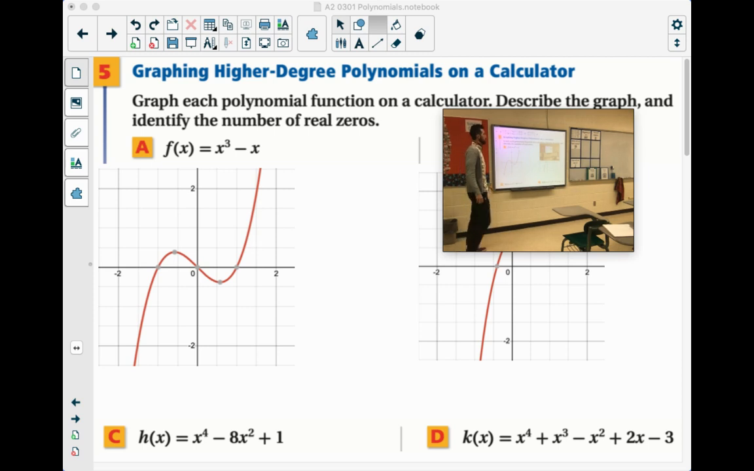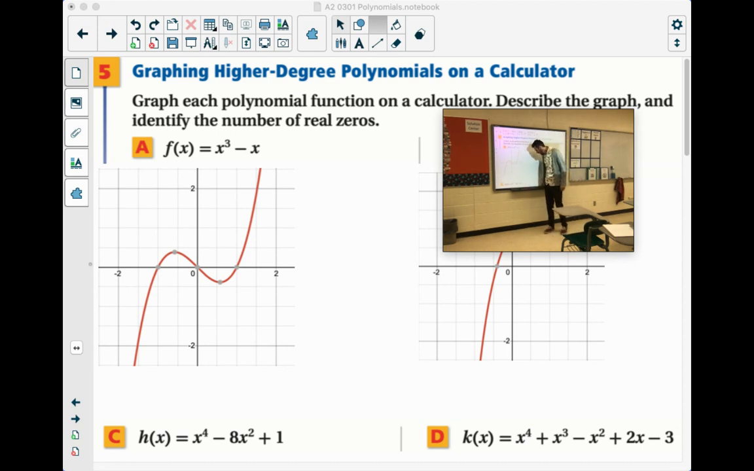Graph each polynomial function on a calculator, describe the graph, identify the number of real zeros. I graphed all these on Desmos.com. Desmos, the online graphing calculator. So when you describe a graph, you describe it from left to right typically.